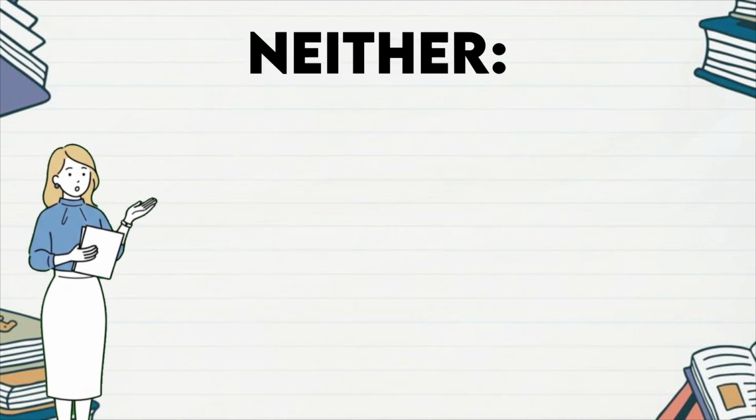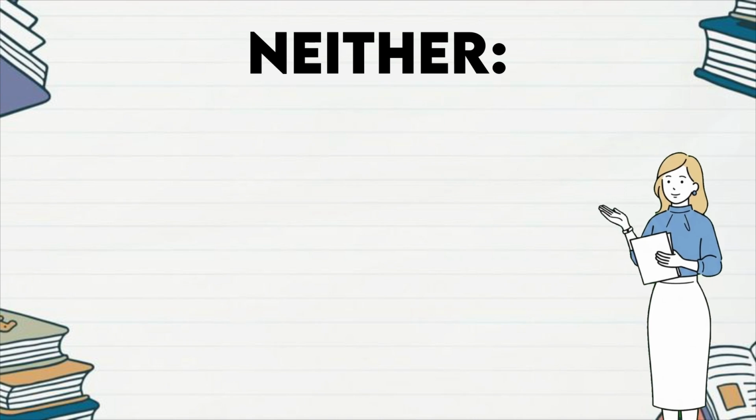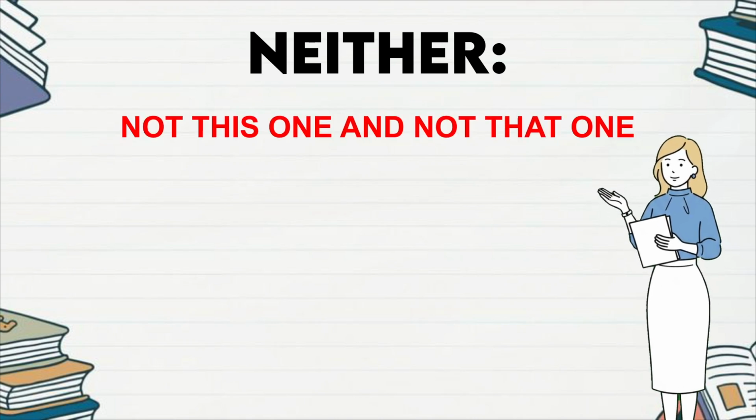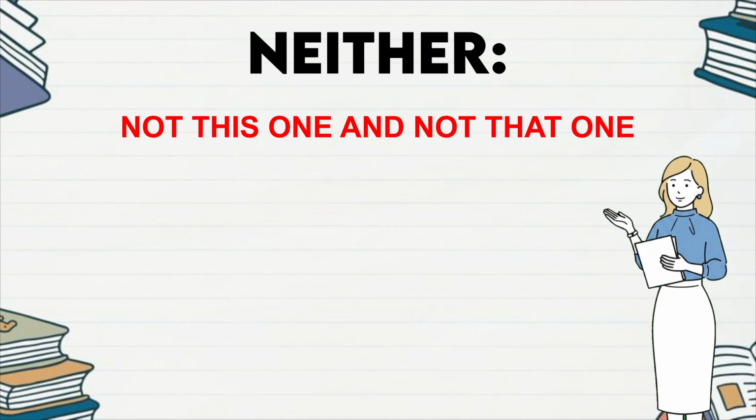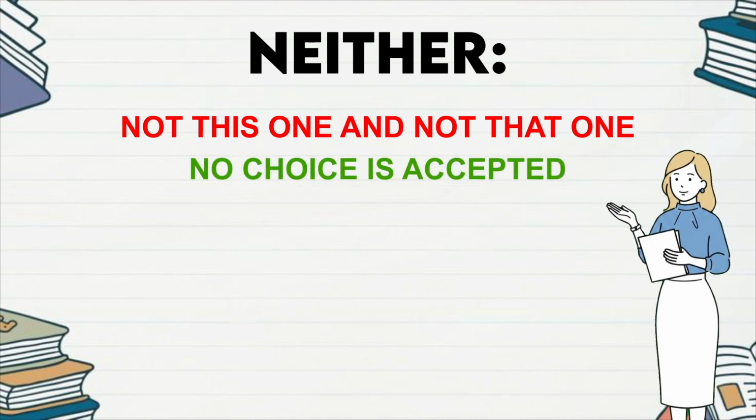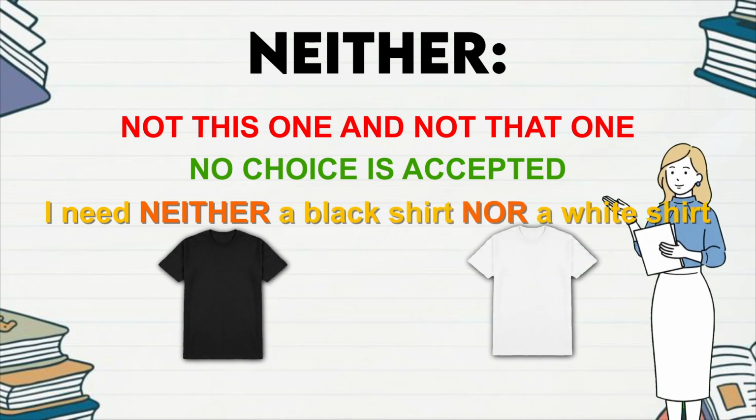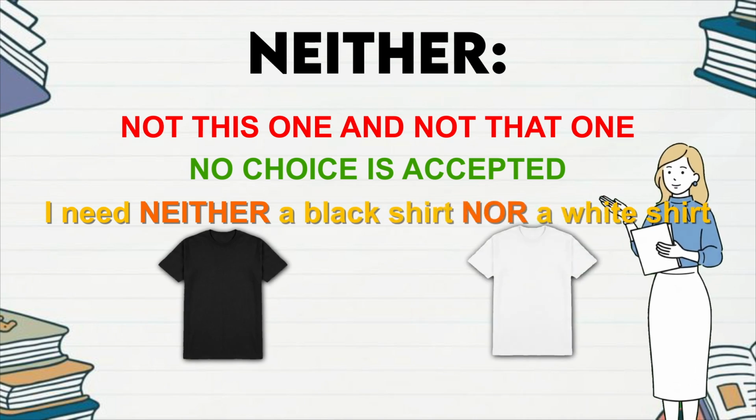And this is where many students get confused. Neither means not this one and not that one. In simple words, 0 choices are accepted. Example: I need neither a black shirt nor a white shirt. So what is happening here?